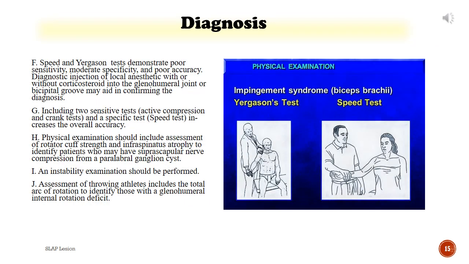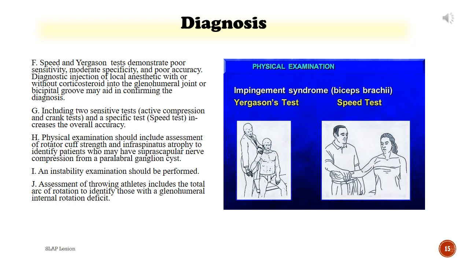Speed and Yergason tests demonstrate poor sensitivity, moderate specificity, and poor accuracy. Diagnostic injection of local anesthetic with or without corticosteroid into the glenohumeral joint or bicipital groove may aid in confirming the diagnosis. Including two sensitive tests, active compression and crank tests, and a specific test, speed test, increases the overall accuracy. Physical examination should include an assessment of rotator cuff strength and infraspinatus atrophy to identify patients who may have suprascapular nerve compression from a paralabral ganglion cyst.